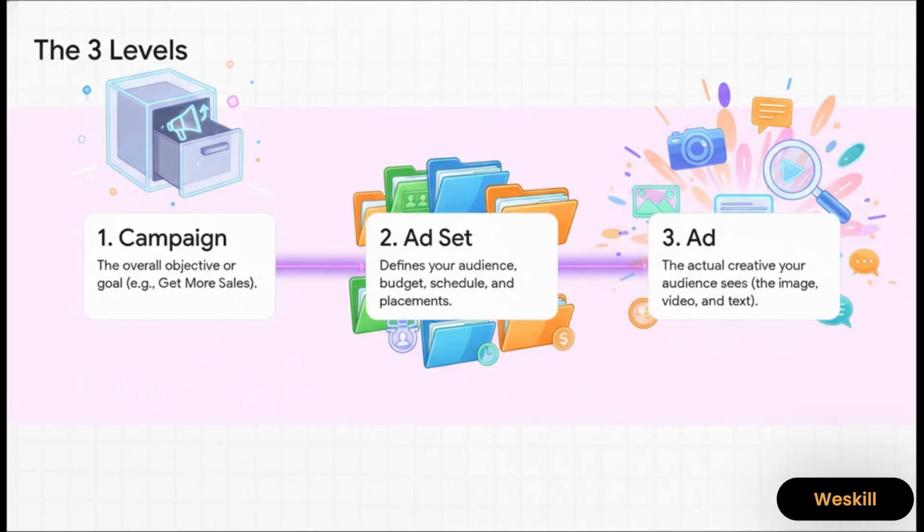Here's the deal. At the very top, you've got the campaign. That's the whole filing cabinet. Its one and only job is to set your main goal, like get more sales. Now, inside that cabinet, you've got folders. We call those ad sets. Each ad set folder is where you decide who you're targeting and how much you're going to spend. And then finally, inside each of those folders are the actual documents, the ads themselves. That's the fun stuff, the images, the videos, the text that people actually see scrolling through their feed.